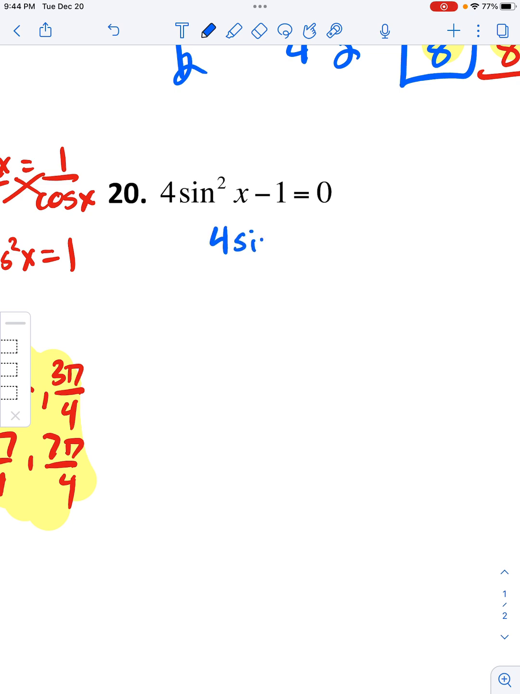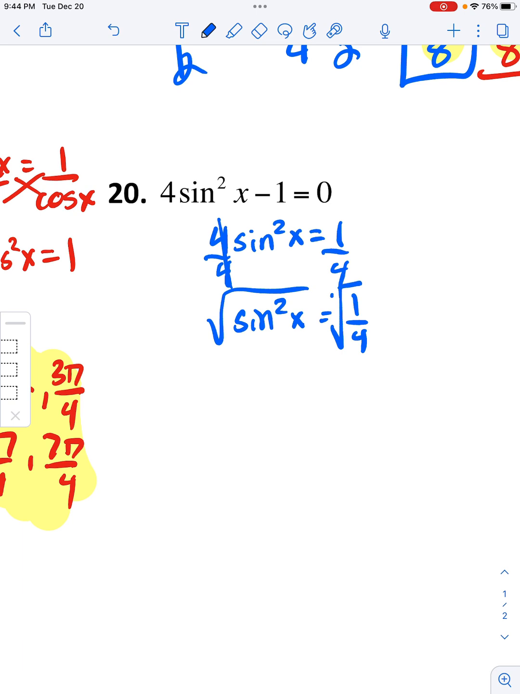So here I have a sine squared, so I'm just going to start getting that alone by adding and then dividing by 4. I don't have a multiple angle situation here. I'm introducing a square root, so I'm adding plus minus over here. Here it just cancels, so it doesn't matter. And this is going to turn into plus or minus the square root of 1 over 4, which is going to turn into plus or minus 1/2.